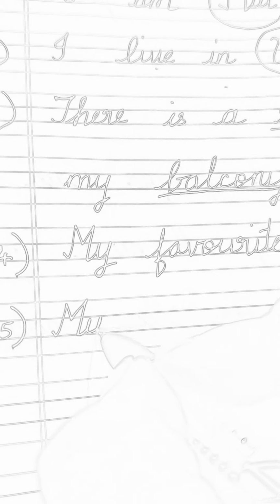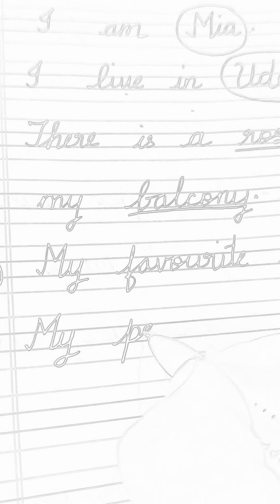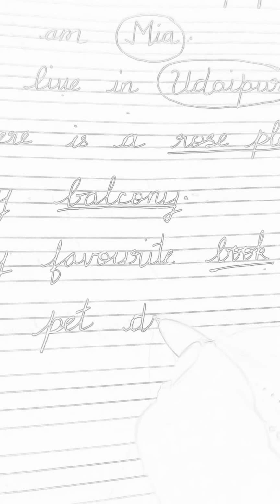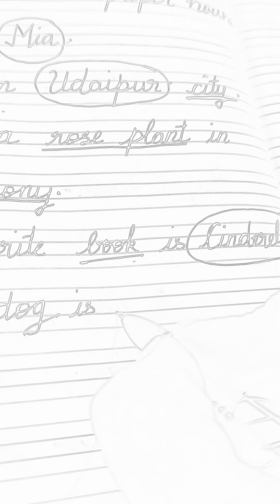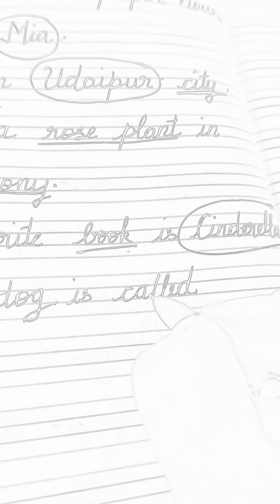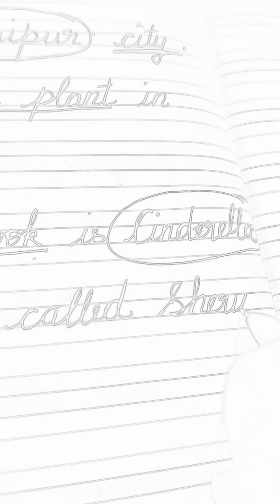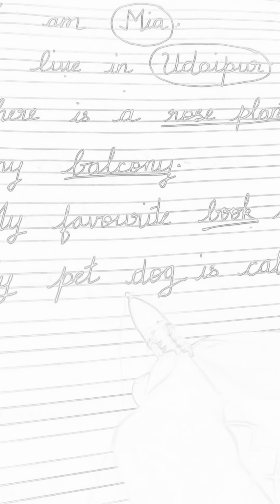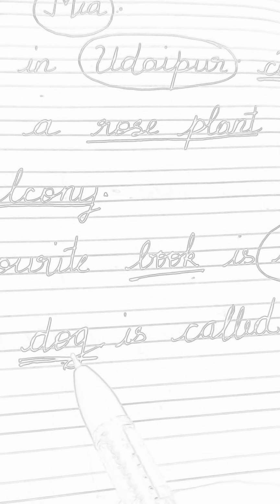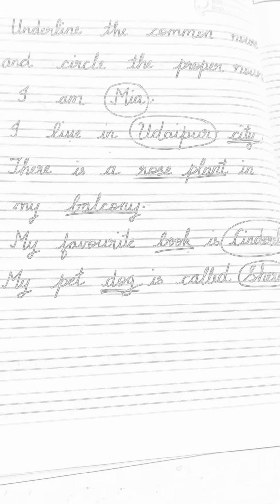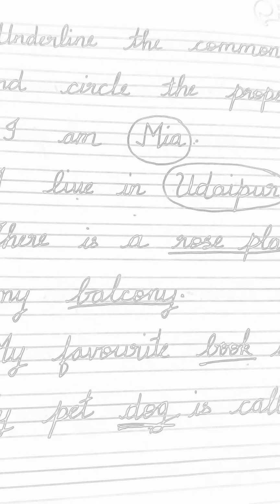My pet dog is called Sheru. Sheru. So it is your pet dog. Dog is the name of an animal. It's a common noun. And you have given your dog a special name, which is Sheru, which is a proper noun. So we'll circle it. So we did this activity for common noun and proper noun.